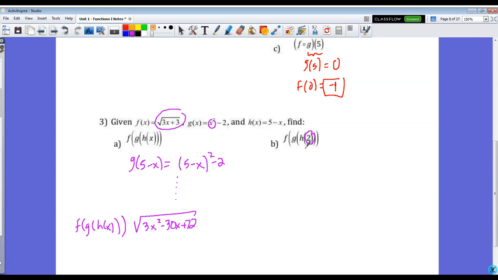I could do the different layers. Again, I could do h of 2. I could find out what that is. I could put that into g of x. I could find out what that is. I could put it into f of x. Or we could just take this 2 and use the composition we already made and substitute it into the x's in that function. All right, so hopefully we are feeling confident with that.